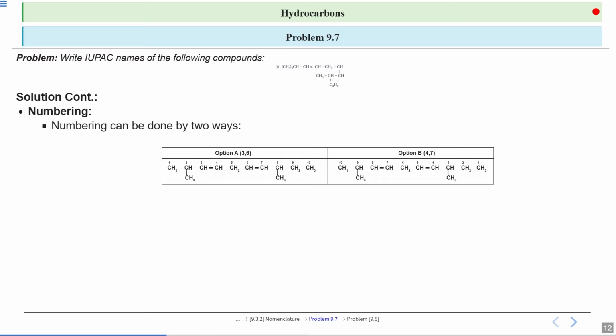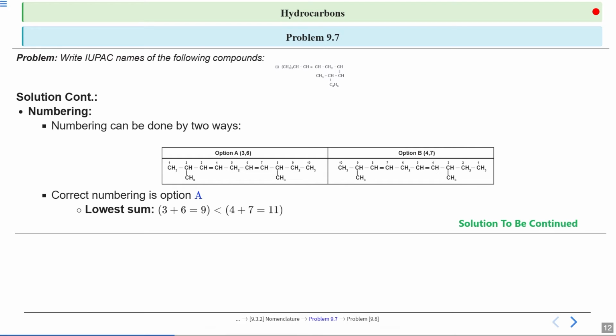Now which one is the appropriate one? For that, you have to use the lowest sum rule. According to this rule, we can say clearly that the lowest sum is coming from option A, which is 6 plus 3, 9, and it is smaller in comparison to 4 plus 7, which is 11. Therefore, according to this lowest sum rule, the correct numbering option is A.